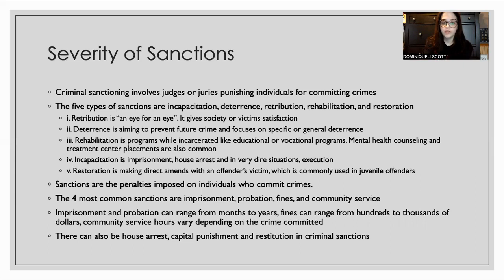Imprisonment and probation can range from months to years. Fines can range from hundreds to thousands of dollars. Community service hours vary depending on the crime committed. There can also be house arrest, capital punishment, and restitution criminal sanctions.